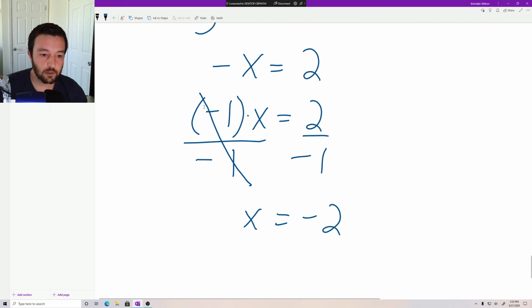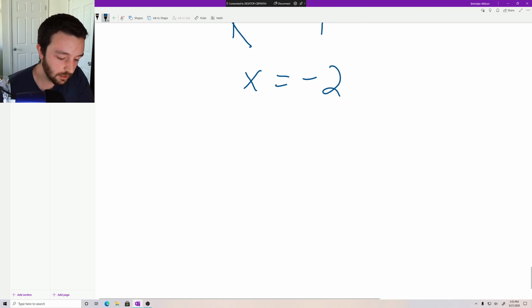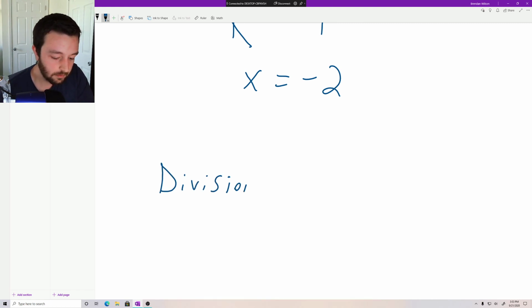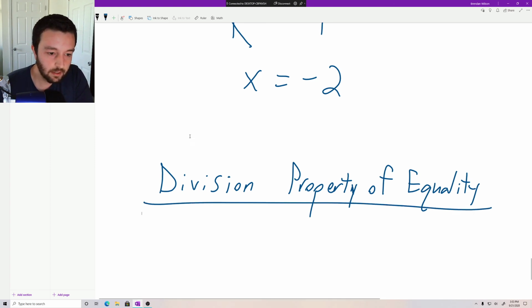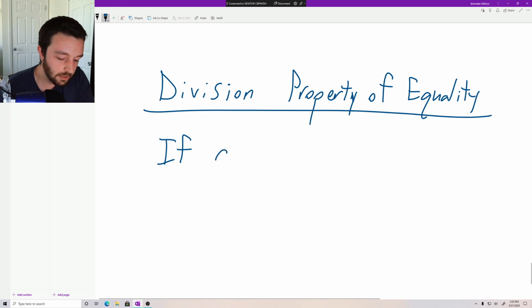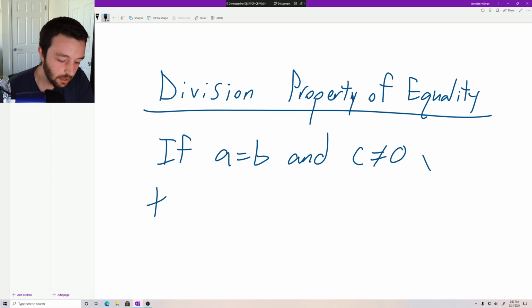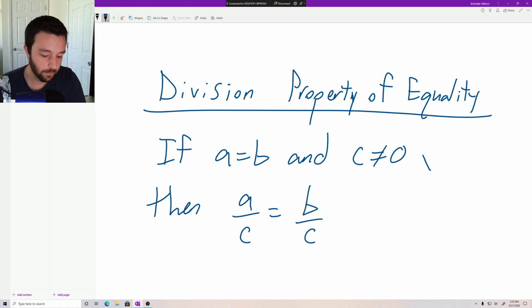All right, so there's a lot to unpack of what I just did here. First of all, I just showed that we can divide both sides by a number if we want to. This is called the division property of equality. So this says if A equals B and C does not equal 0, then A divided by C is equal to B divided by C. Okay. So in other words, you can divide both sides by whatever you want except for 0 because we can't divide by 0. Okay.